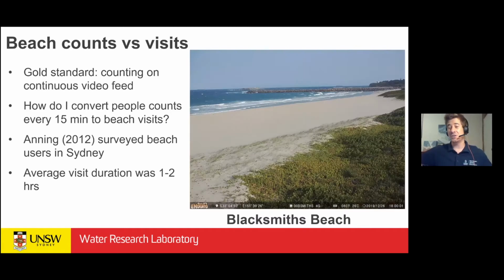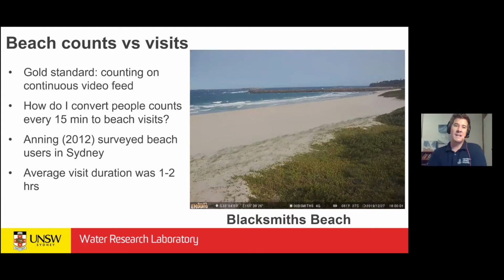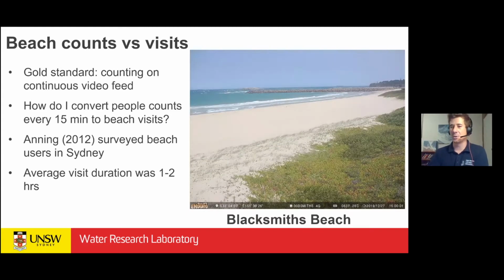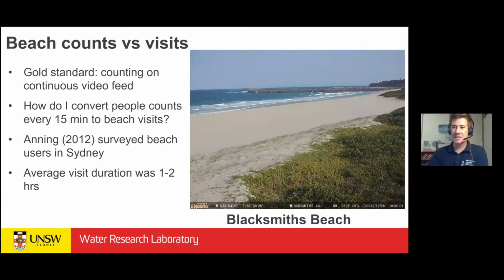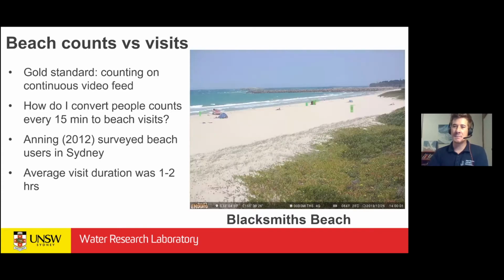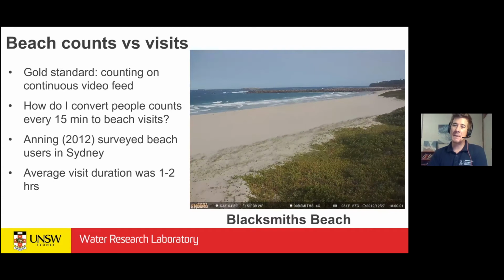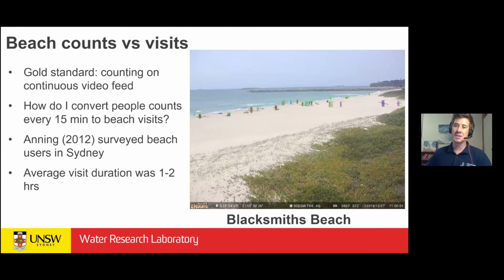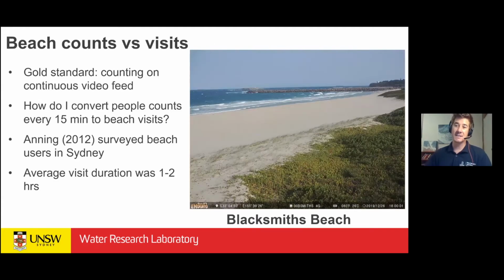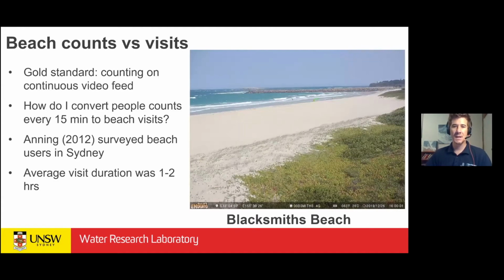who surveyed beach users in Sydney and asked, how long do you normally stay at the beach? Obviously, there's a lot of variance, but the average visit duration was between 1 to 2 hours. As was mentioned earlier by the panelists, different beaches would have different fingerprints about whether people stay for longer or less, whether they're walking their dog or doing other things. So you've got to take that into account. But for the purposes of counting people using imagery every 15 minutes, you've got to make some assumptions about how long people are going to be on the beach. Then, over the period of the day, you can look at how many people you estimate visited the site over time.